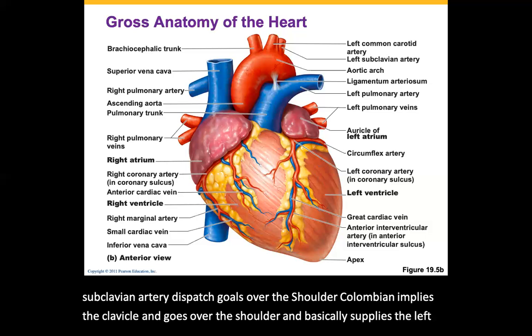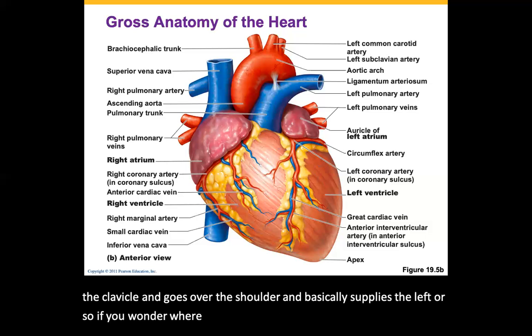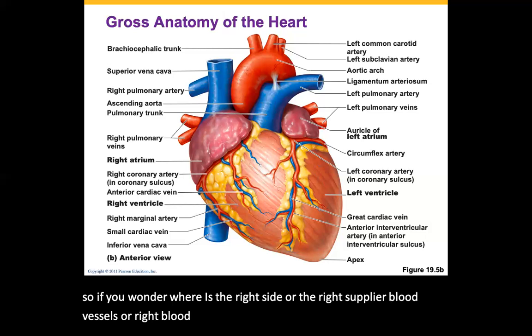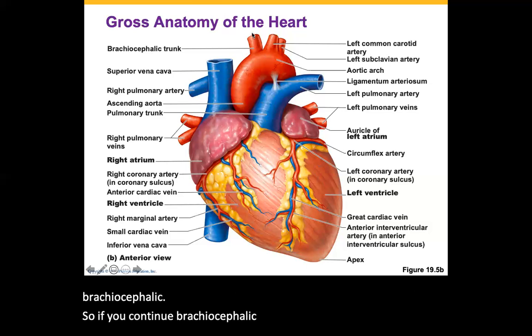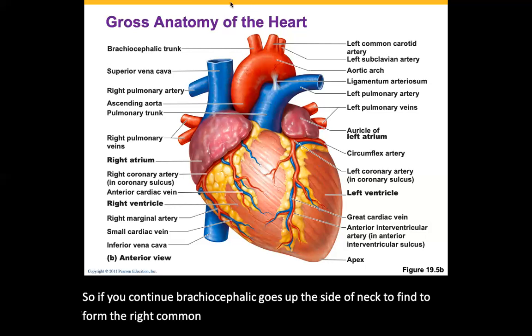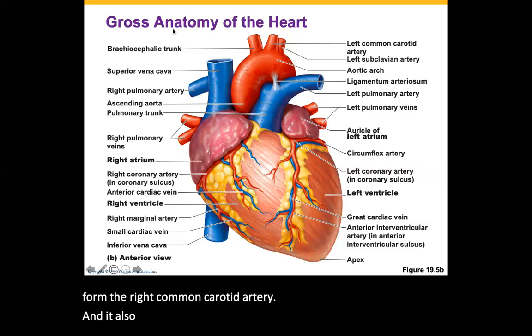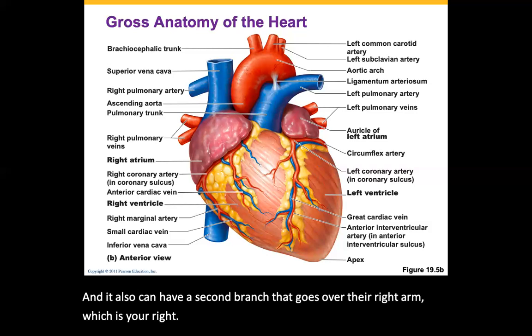If you wonder where the right supply of blood vessels is, these are branching off of the brachiocephalic. The brachiocephalic goes up the side of the neck to form the right common carotid artery. It also has a second branch that goes over the right arm, which is your right subclavian artery.